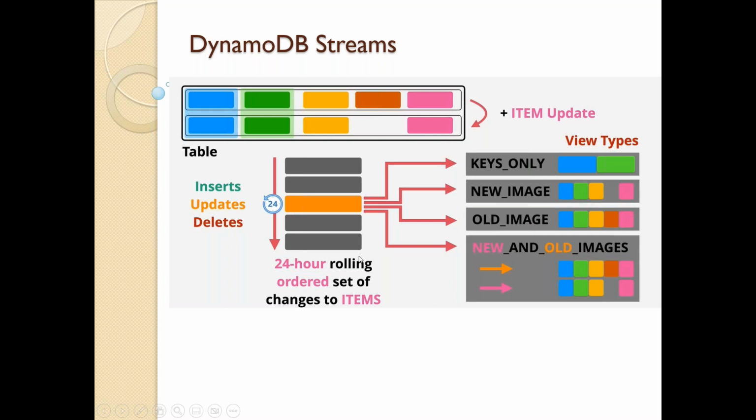It is a 24-hour rolling ordered set of changes to the items. Then it will start capturing these views, and you can configure which view you want. When you say old and new images, it is a costly operation because you are consuming read capacity units. You read the entire thing, new and old. With old images only, you may be paying less. With the new image, you are only doing the keys, so you may end up paying something, but again, it depends on your business requirement. But in our case, when we demonstrate, we will try to go for new and old, so we know what has changed and what was the old one.